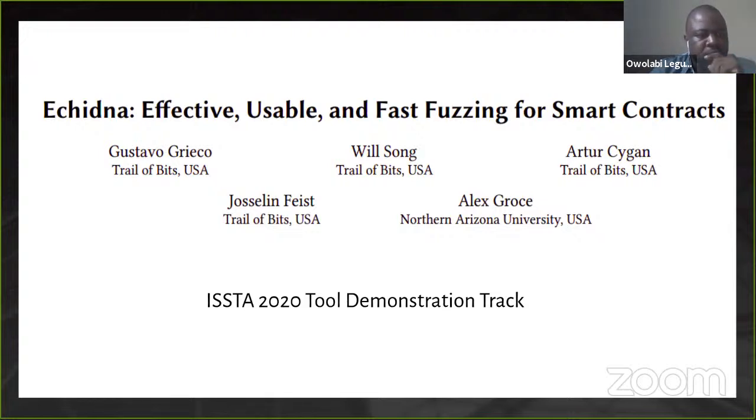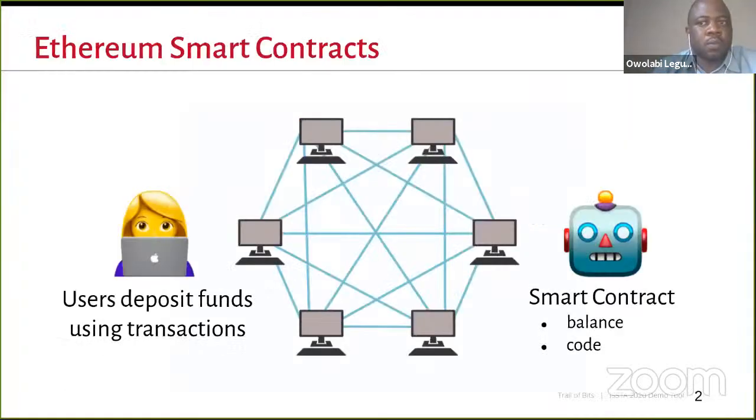So hello, I'm Gustavo Grieco, part of Trail of Bits, a company that does security audits. We published this tool, Echidna, for fuzzing smart contracts, in collaboration with Northern Arizona University.